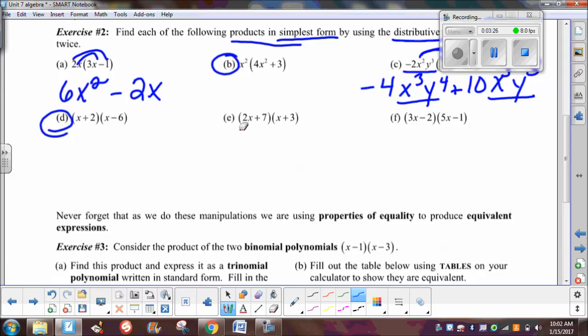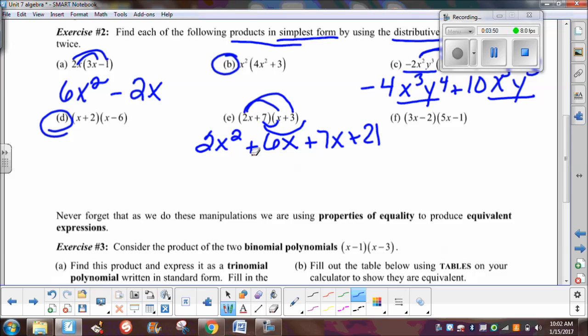So now I have a binomial times a binomial, a two-termed expression times a two-termed expression. We're still going to use the distributive property, but now we're just going to use it twice. We're going to double distribute. So we end up with 2x squared plus 6x. And now I've got to distribute the 7. So 7x plus 21. Now I examine this expression, and I do see some like terms, so I'm going to combine those. Okay, that's my final answer. There's no other like terms to combine, so it's in simplest form.